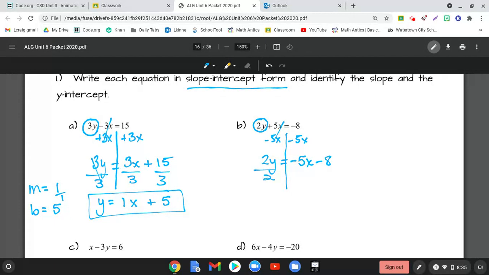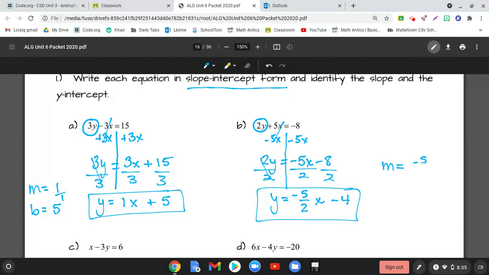All right, now we're going to divide everything by 2. So I'm left with y equals -5 divided by 2. I can't divide that, so I'm just going to leave it as -5 over 2. And that'll be your slope. That means we'd be going down 5 over 2, down 5 over 2. And then -8 divided by 2 is -4. There's your y-intercept. So our slope, m, is -5/2, and our b, our y-intercept, is -4.